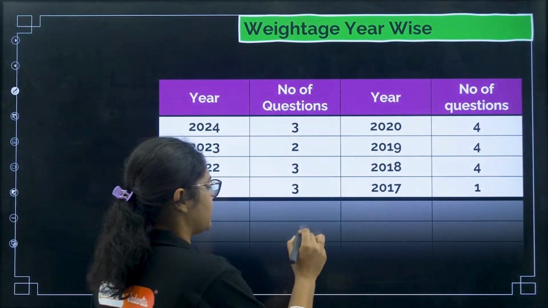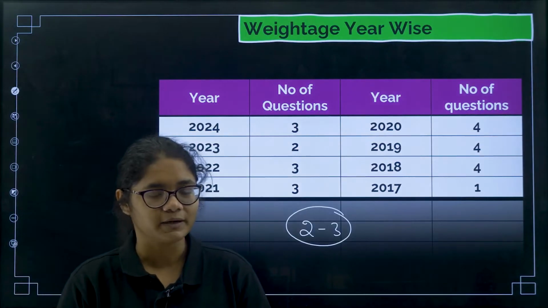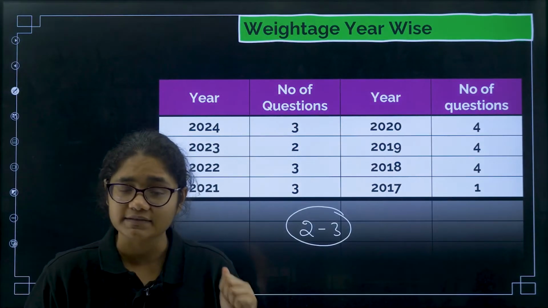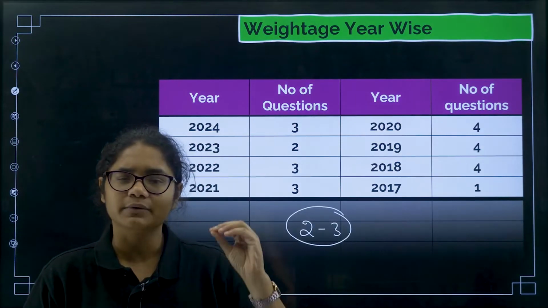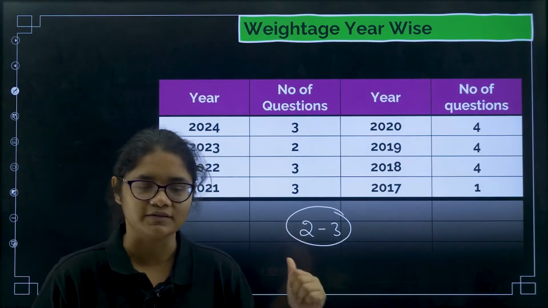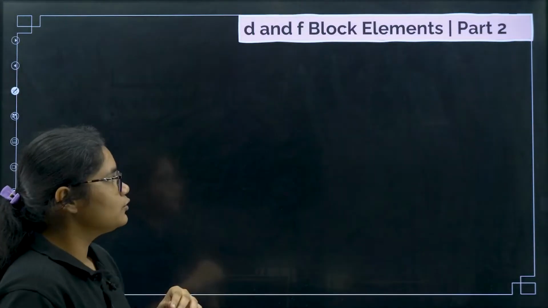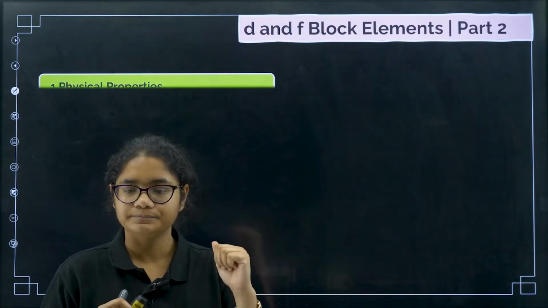Year wise weightage: you can expect 2 to 3 questions from this particular chapter, and it is very easy to score these 2 to 3 because questions are asked from certain sections and very easy questions have been asked from this chapter. Now coming to the trends, part 2.